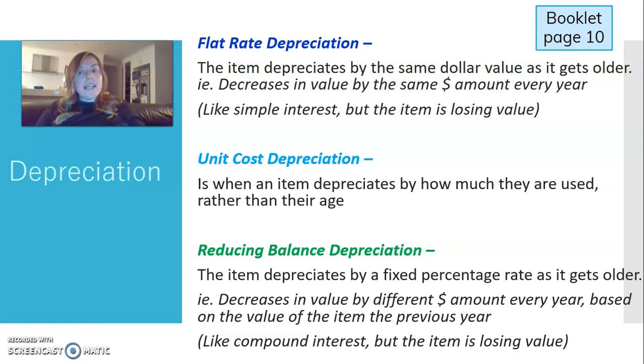If you're going to try and link this to an interest, this is kind of like compound interest, where you're not calculating it based on the initial value, you are calculating it based on the previous year's value. So the decrease in value every time period will be different every single year, because you're looking at what it was worth the previous term, and then using that previous term to calculate the new value of it at the end of the next year.